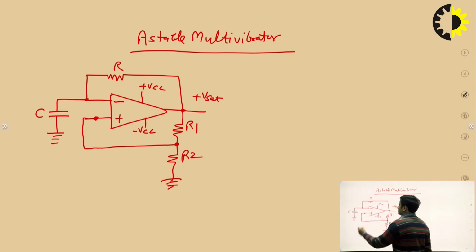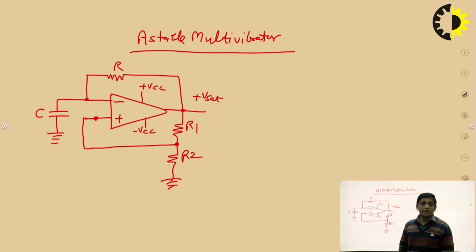positive input terminal, is higher than the negative input terminal. Otherwise, if the inverting input terminal voltage is greater than the non-inverting, then the output will be at minus Vset, right? So to understand the working, we have taken the output at plus Vset.